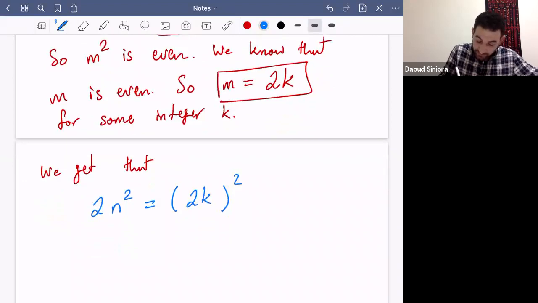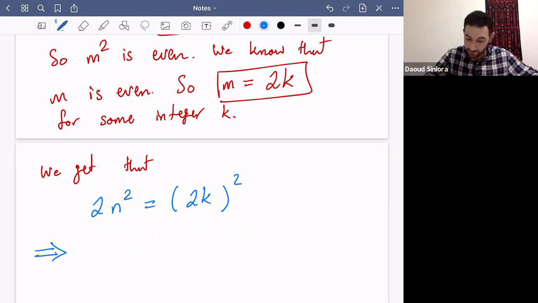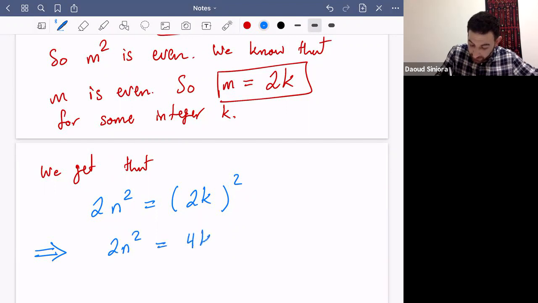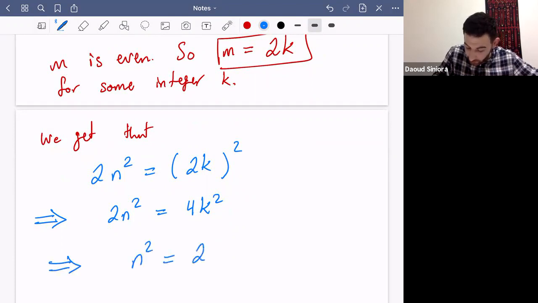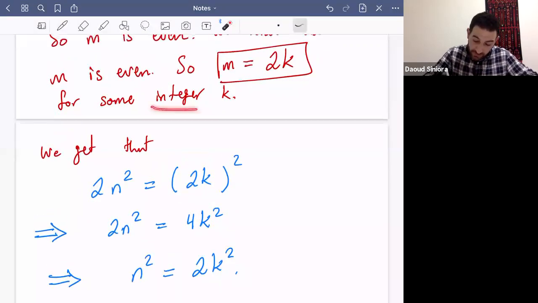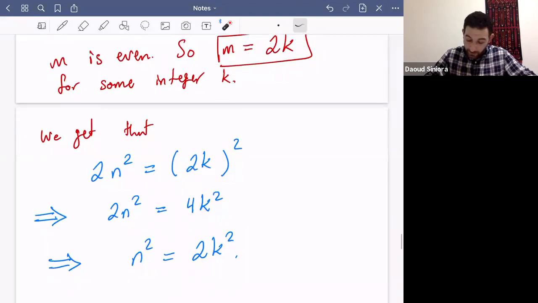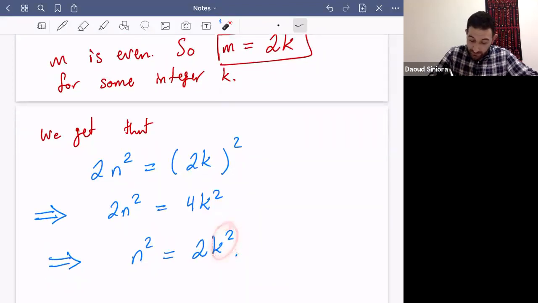Okay. If this is true, then this arrow says implies that 2n squared is equal to 4k squared. Now we can divide both sides by 2, and this implies that n squared is equal to 2k squared. Okay, now look at this. k was chosen to be an integer, and k squared is an integer. And so n squared is twice an integer. This means that n squared is even.